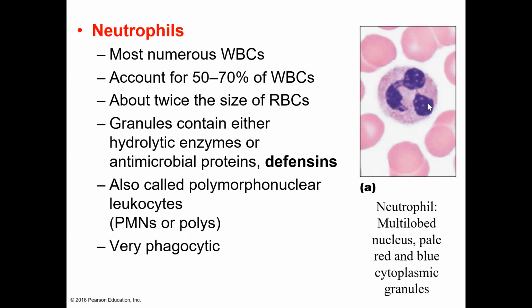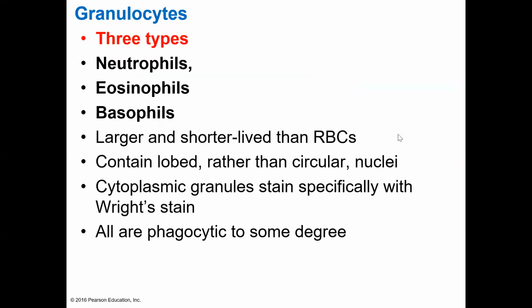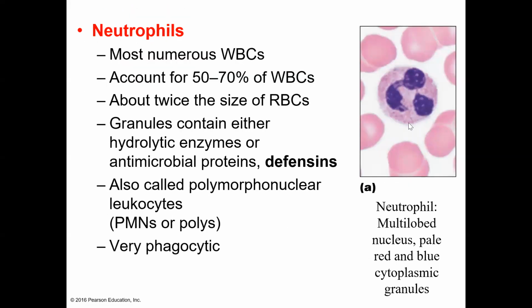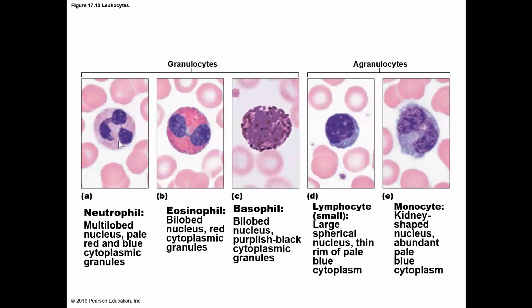Here are some diagrams showing you the shapes of neutrophils. And look at the nucleus, as I said. The nucleus is multi-lobed, with more than 2 or 3 lobes. And if you see there, they have some granules in the cytoplasm. Look at the cytoplasm, it has some little dots in it.